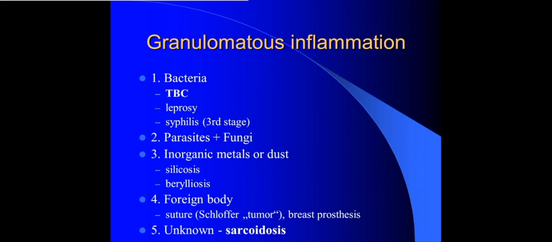They are caused by bacteria, parasites plus fungi, inorganic matter or dust, foreign body particles, and unknown causes such as sarcoidosis. From bacteria, that is leprosy, syphilis, TBC; these all are caused by bacteria. Inorganic matter or dust: silicosis and berylliosis. These are the types of inflammation caused by inorganic matter or dust. And by foreign body, that is breast prosthesis. These are caused by foreign body.